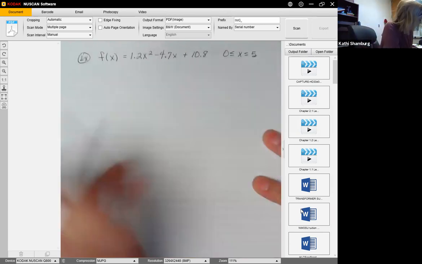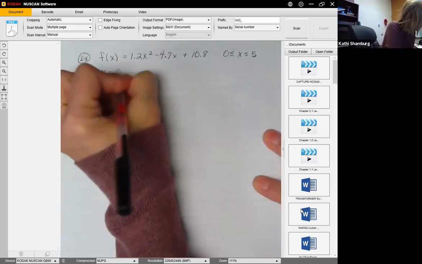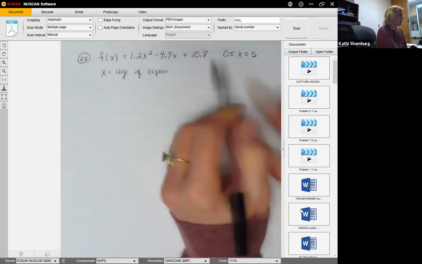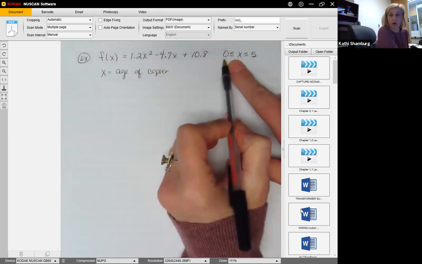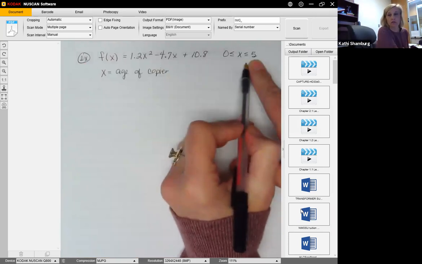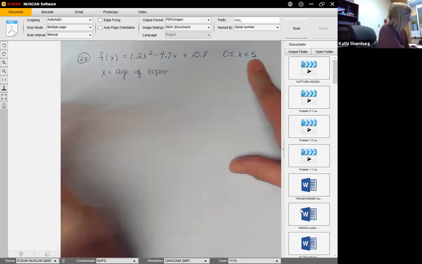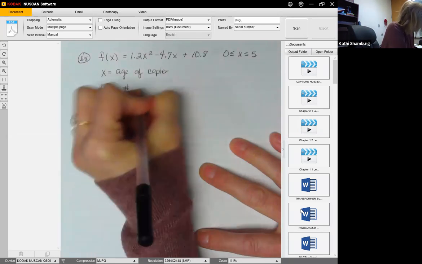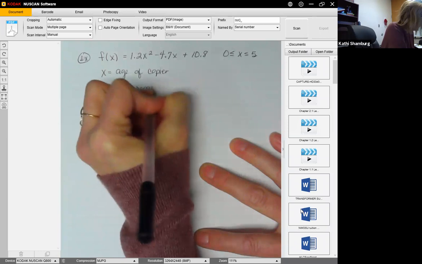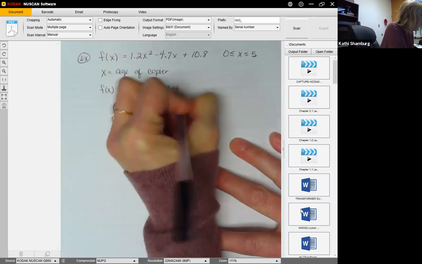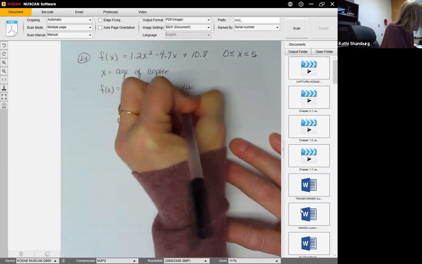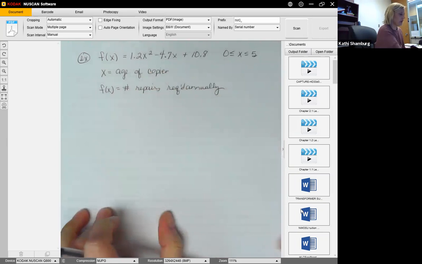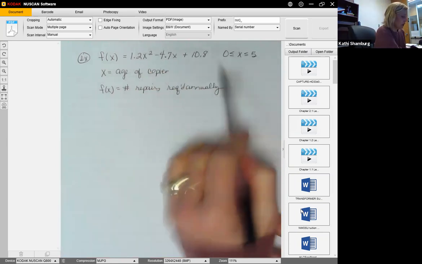All right, so x represents the age of a copier. So of course, zero would represent a brand new copier. Five would represent the copier is 5 years old. Output is the number of repairs required annually. All right, so we have a closed interval.